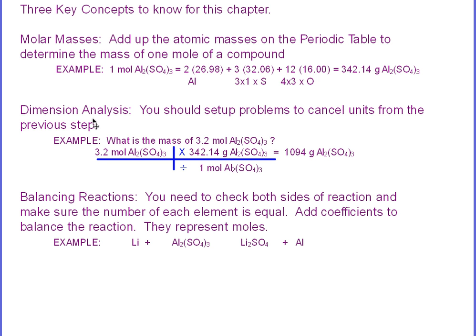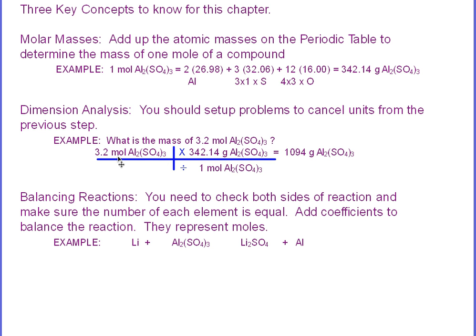Another thing we learned earlier is dimensional analysis. Dimensional analysis is all about setting up problems to cancel out units. So you really focus on the units when you're setting it up. Here's an example. Let's say we want to know what mass 3.2 moles of aluminum sulfate is. Well, first we're going to write down our given. Here's our given, 3.2 moles aluminum sulfate.